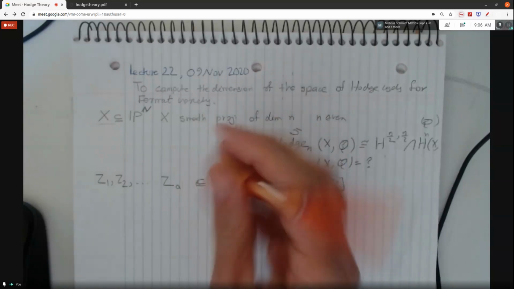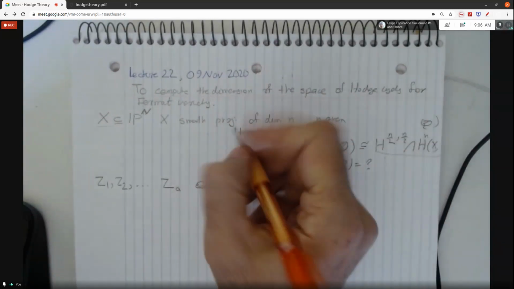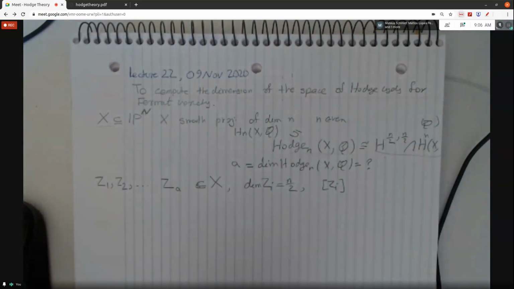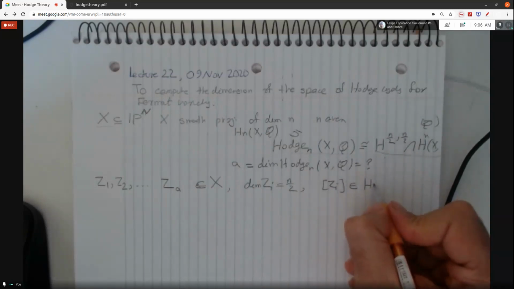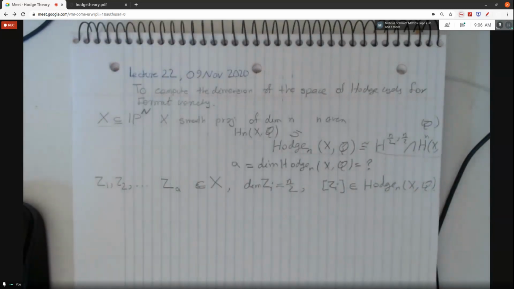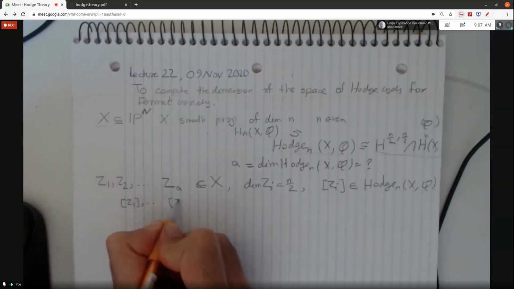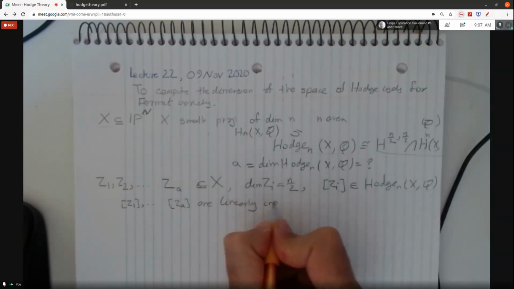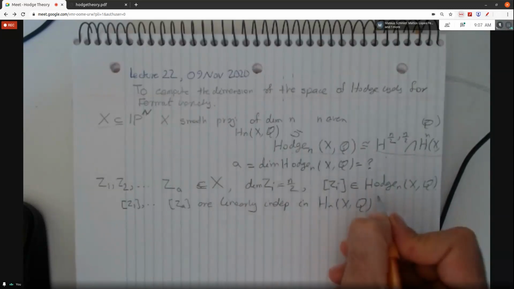That's why I have changed the notation from this classical notation to this one, because almost no book considers it in homology. But anyway, this will give me elements in the homology, and we have seen that these are Hodge cycles. So this will be in Hodge and XQ. And just assume that the Zi are linearly independent in H and XQ.